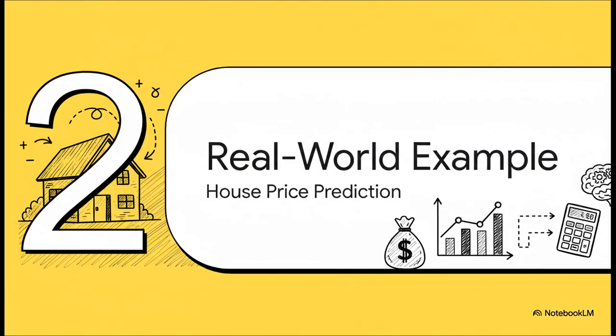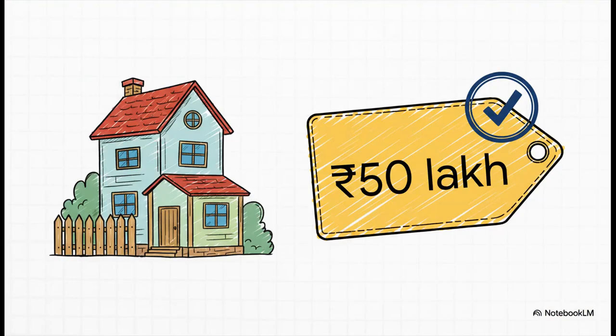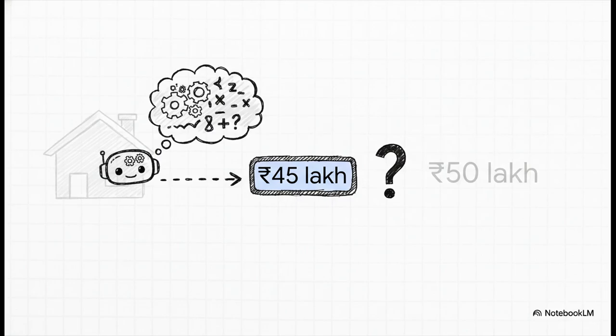Okay, so let's take this idea out of the classroom and see how it works in a real-world scenario that AIs tackle all the time. Let's say we're training an AI to predict how much houses are worth. We give it a bunch of info on a specific house, and we know for a fact that it actually sold for 50 lakh rupees. That's our ground truth. So the AI crunches all the numbers, and it comes back with a prediction, 45 lakh rupees. Now that's pretty close, but it's not perfect.